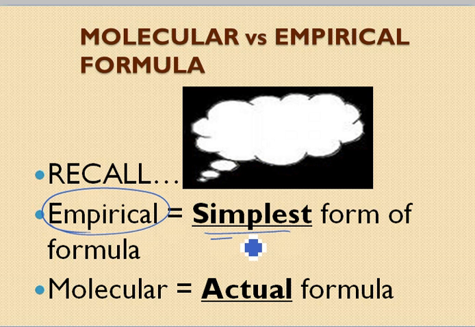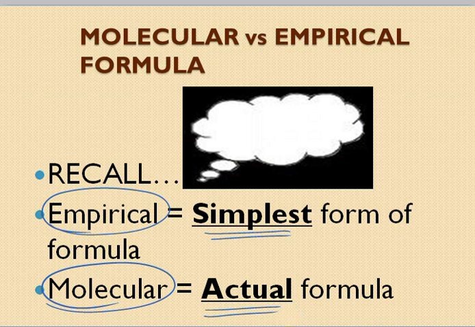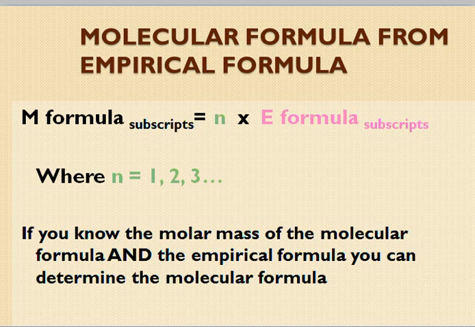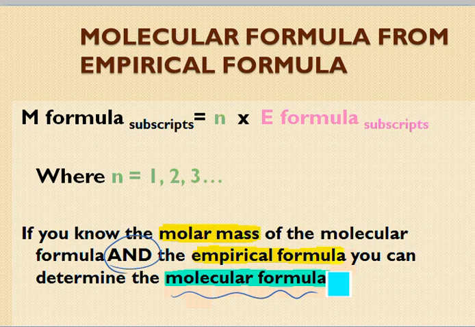Empirical formula is the simplest form. Molecular formula is the actual. So back to this, which I didn't really explain, if you know the molar mass of the molecular formula and the empirical formula, then you can determine the molecular formula. So let's say that again. If you know the molar mass and you know the empirical formula, you can then calculate the molecular formula.